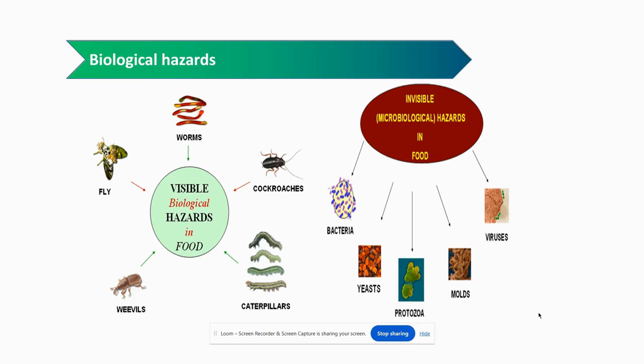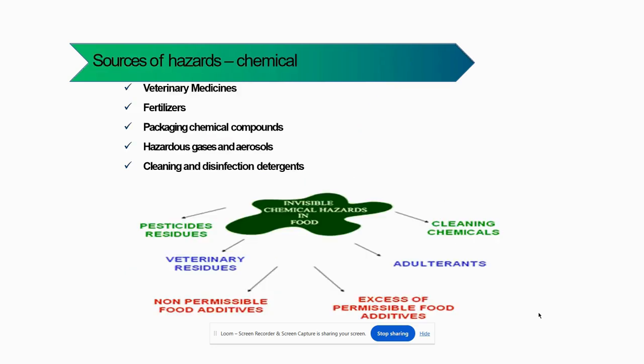When it comes to chemical hazards, the sources will be veterinary medicines, fertilizer, packaging chemical compounds, hazardous gases or aerosols, and also cleaning and disinfection agents. If it is an animal product like chicken or even marine products like prawn, veterinary medicines will be used. Those medicines may be present as residue in the animal.